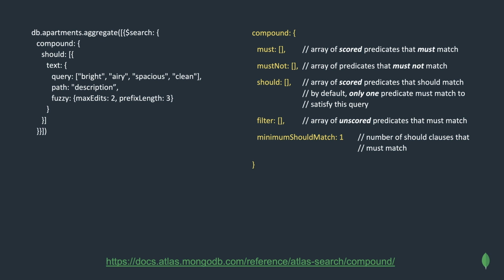Should clauses are similar to must, but only one should clause has to match for the compound operator to accept a document. This number 1 is configurable with the minimum should match argument. Filter clauses are unlike the other 3 in that they're unscored. All filter clauses must be satisfied for a document to be returned from the compound operator. However, they do not contribute to the score.